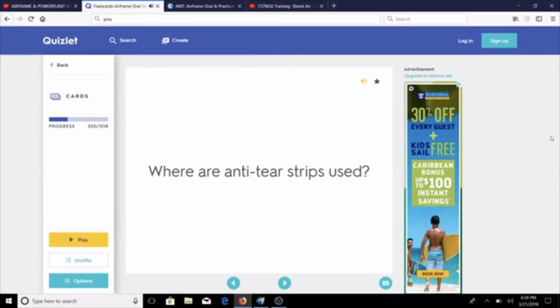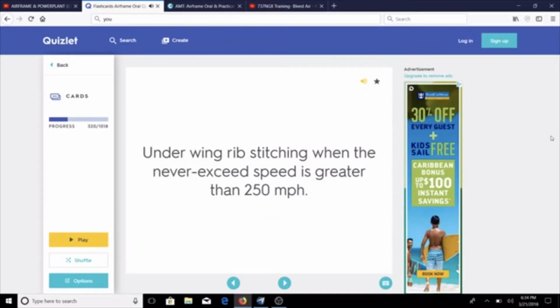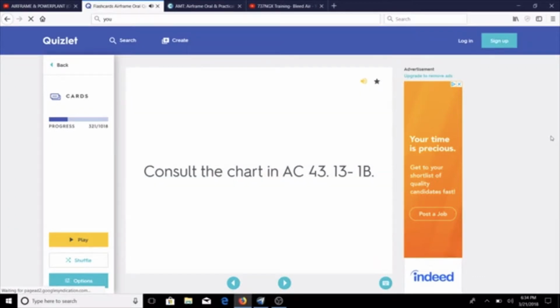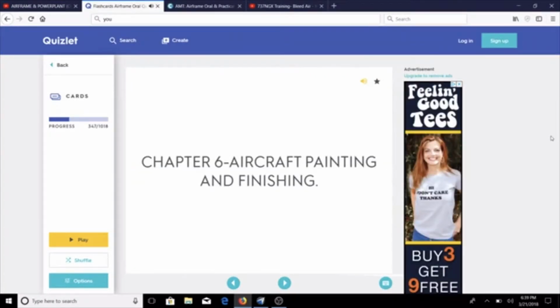Where are anti-tear strips used? Underwing rib stitching when the never exceed speed is greater than 250 miles per hour. How would you determine the correct spacing for rib stitching if the original spacing was unknown? Consult the chart in AC 43-13-1B.